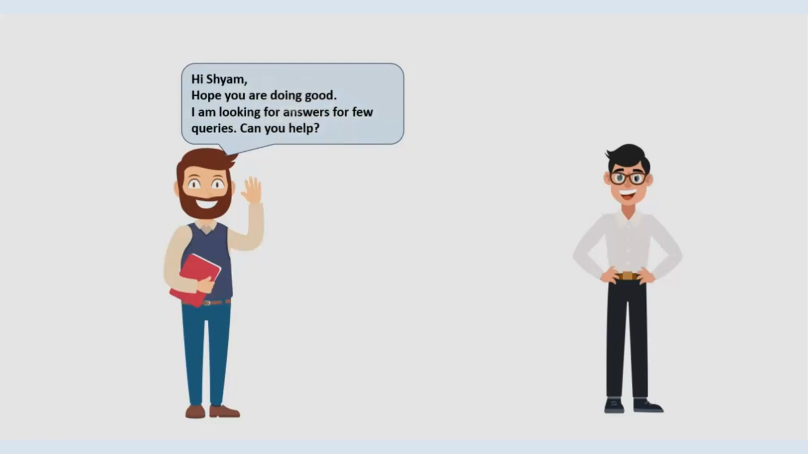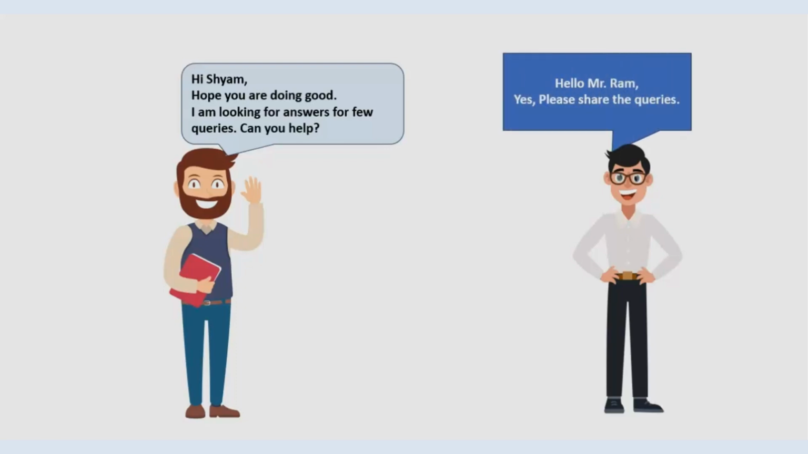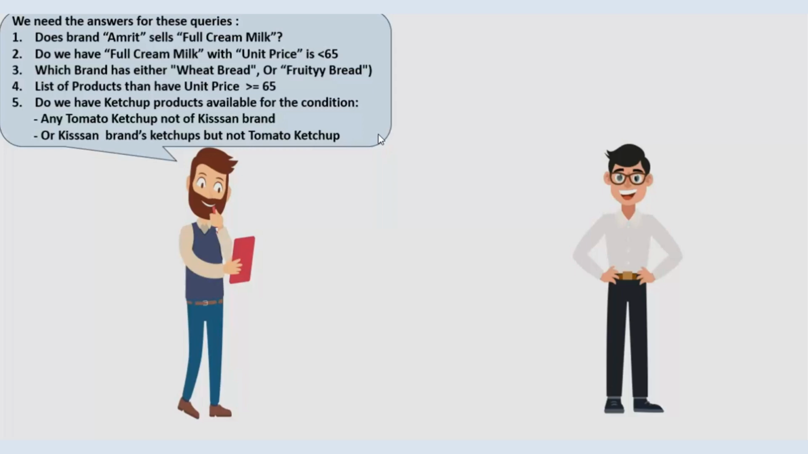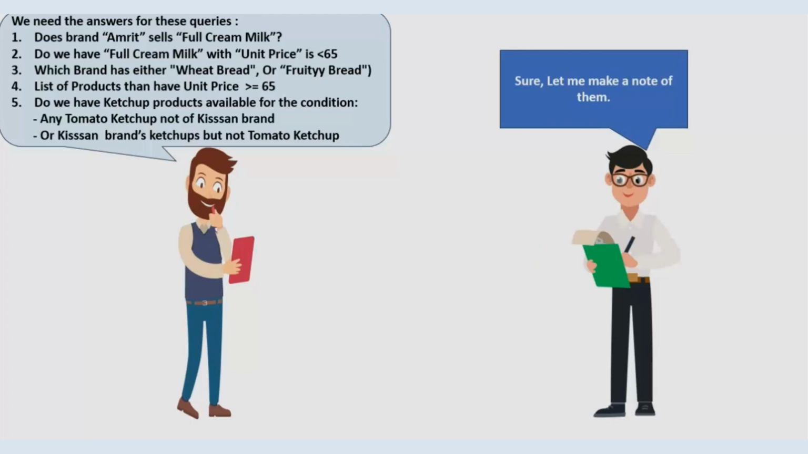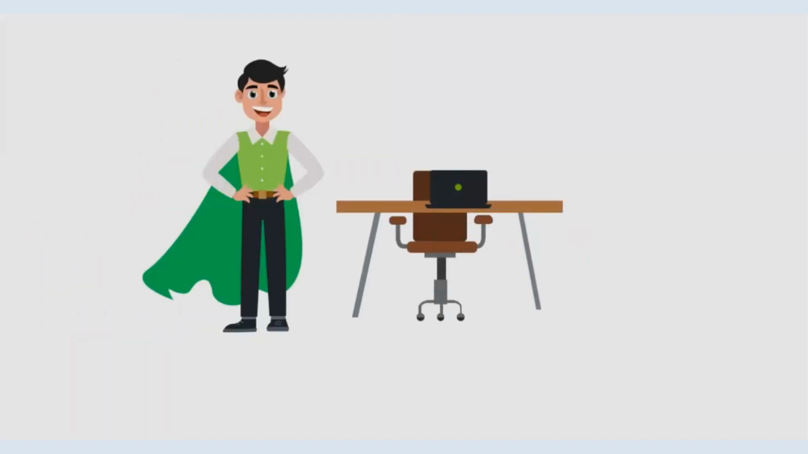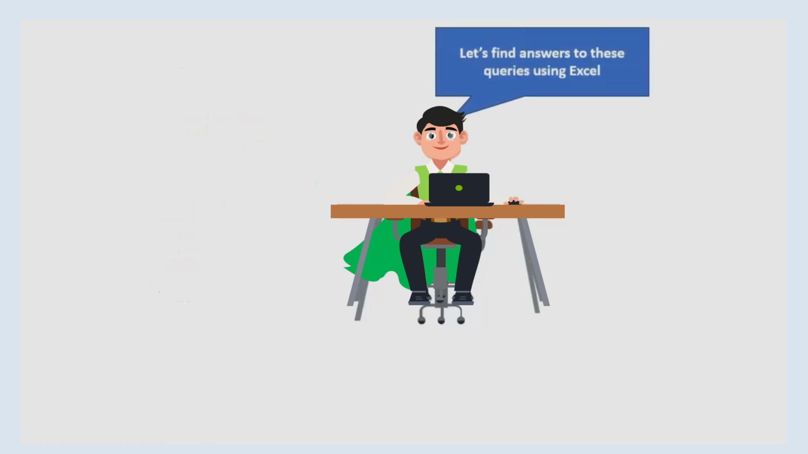Mr. Ram, who is our key stakeholder, meets Mr. Sham in an office cafeteria. After the initial greetings, Mr. Ram discusses that there are a few queries for which he needs Mr. Sham's help. Mr. Sham agrees to help Mr. Ram and requests him to share the list of queries. Mr. Ram then shares the list of queries for which he is looking for answers. Mr. Sham notes down the queries and moves towards his desk to start working on the given requirement.